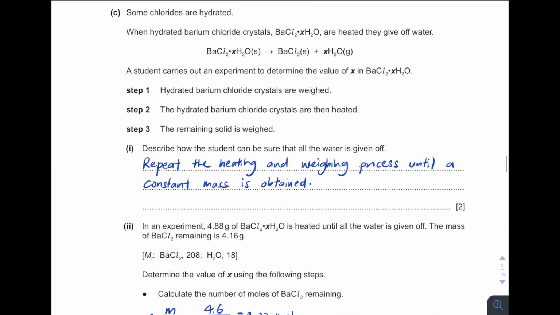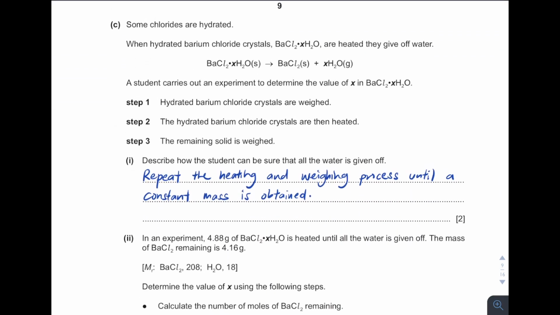Then, when we do this, how can you make sure that all the water is given off? You have to repeat the heating and weighing process until a constant mass is obtained. Because as long as the mass is still decreasing, it means that there is still water in the compound. So when the mass stops decreasing, it means there is no more water in the compound.